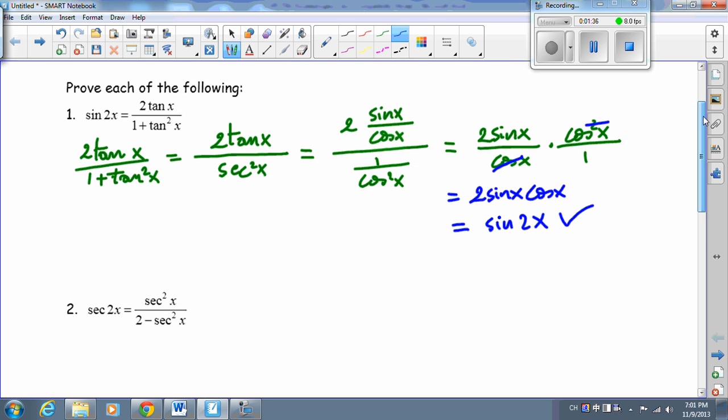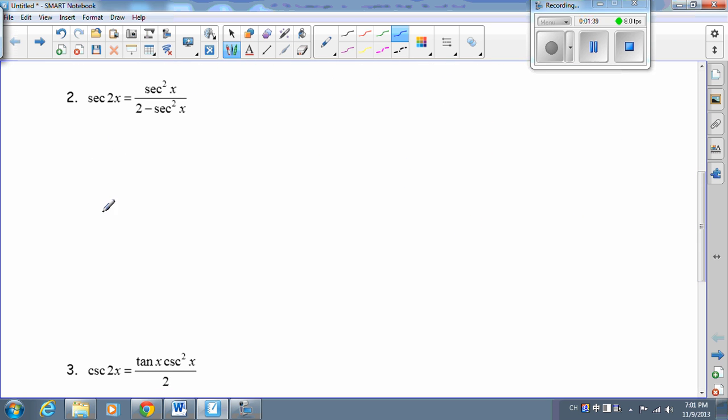Alright, let's look at example 2. Here I'm trying to prove that secant of 2x is equal to secant squared of x over 2 minus secant squared of x. Once again, I start by rewriting what I want, the side that I'm picking. At this point, I have more than one way to get to the secant of 2x, so I'll pick to transform everything in terms of cosine. So I will say 1 over the cosine squared of x that I'm dividing by 2 minus secant squared of x.